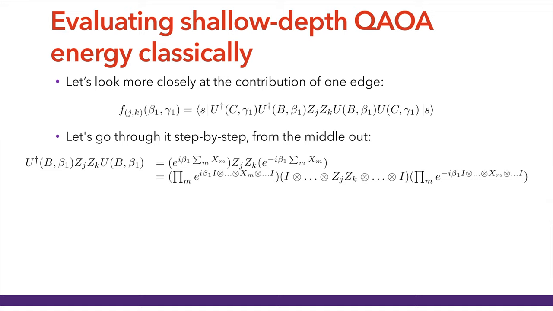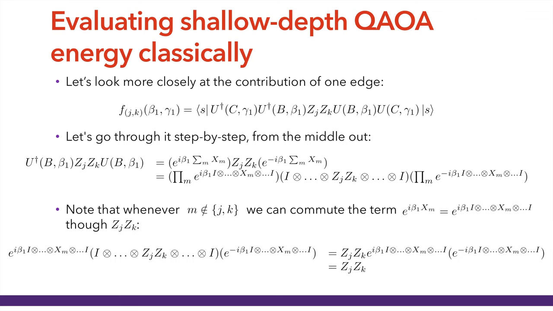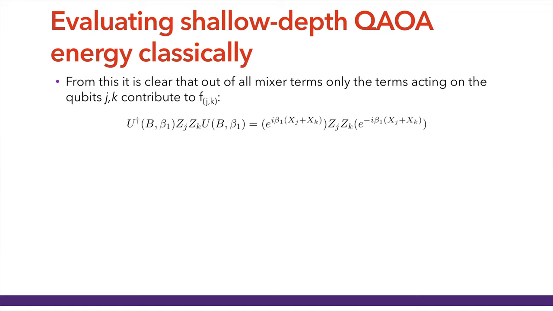So we're going to start with the middle two terms, U dagger B beta, ZJ ZK, U B beta. And what you can note is that if you unroll them into their proper form, whenever in this product M is not equal to either J or K, we can commute the corresponding term in the product through ZJ, ZK and cancel it out as below. So the only mixer terms that are left are the terms acting on qubits J, K. So for the first bit, we only need the terms of a mixer that involve directly qubits J, K.